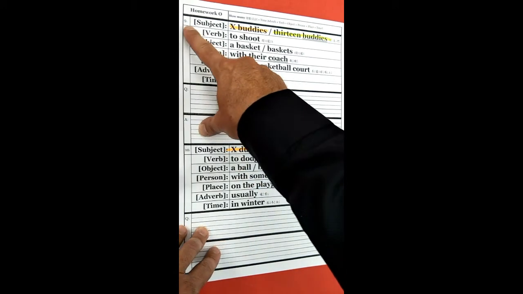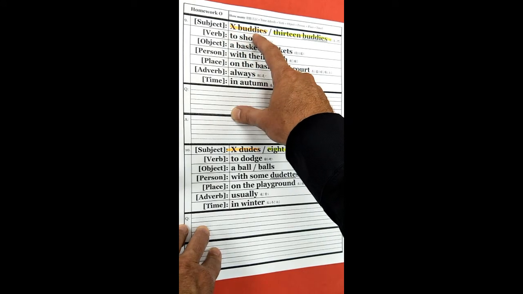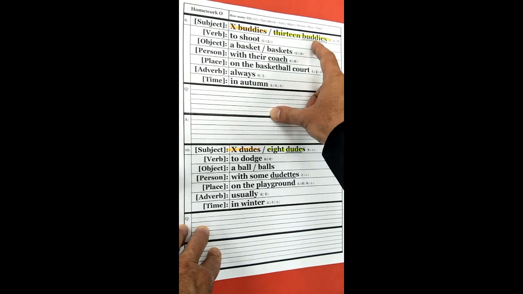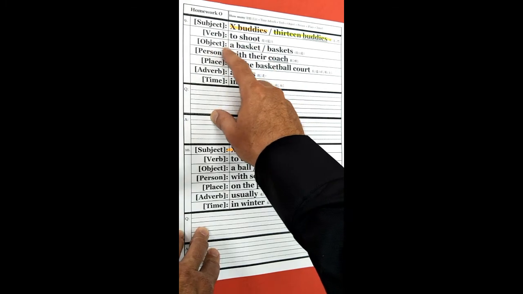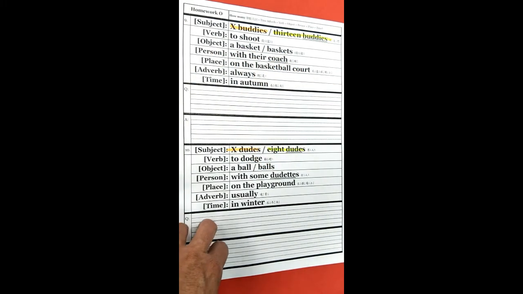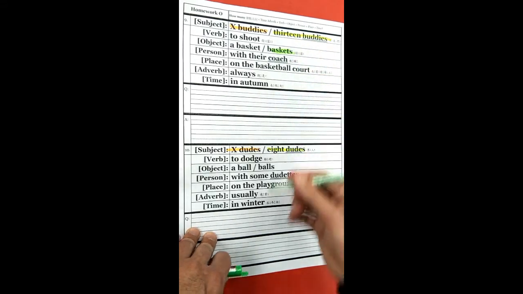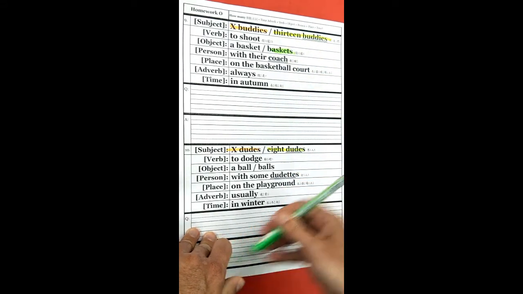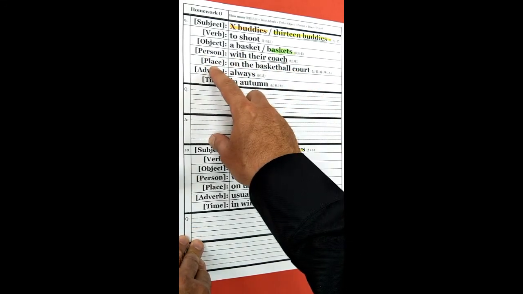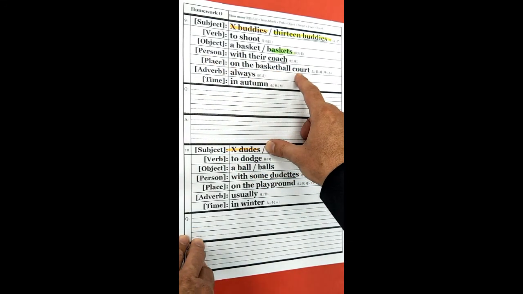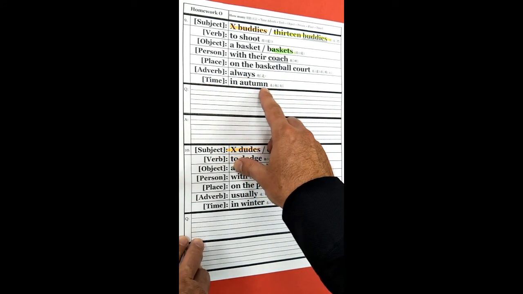All right, number 9. Subject: buddies. 13 buddies. Verb: to shoot. Object: baskets. Well, there are many buddies, so we're going to make many baskets. Person: with their coach. Place: on the basketball court. Adverb: always. Time: in autumn.